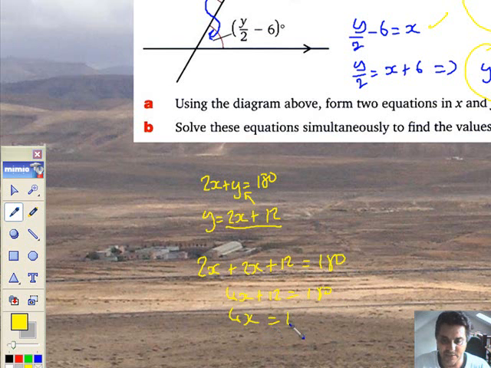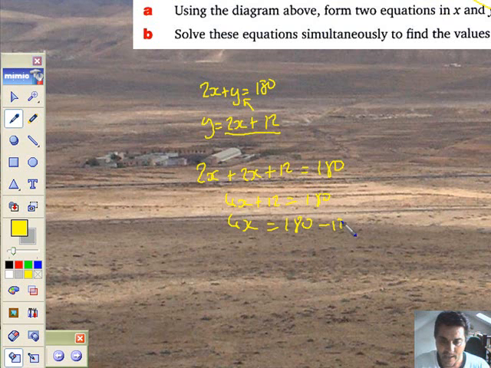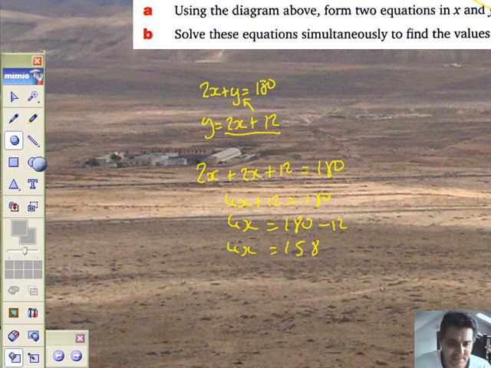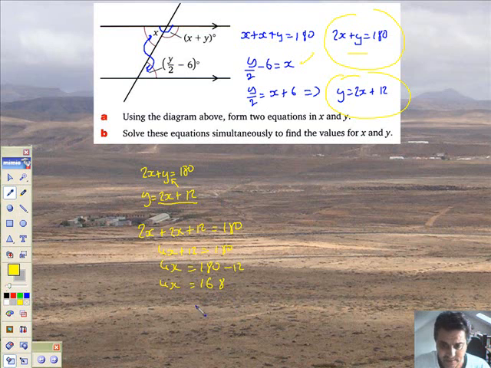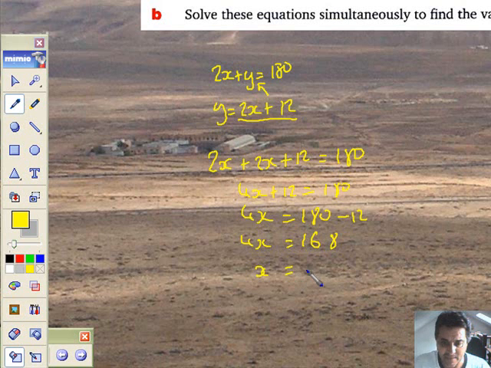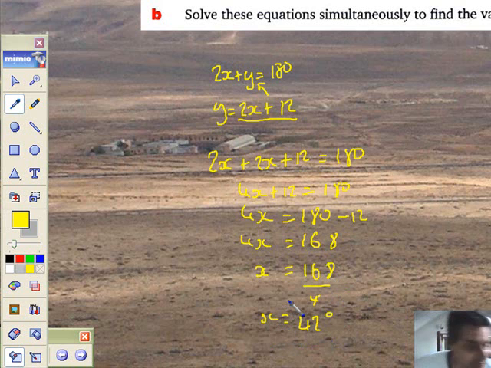Take away the 12 next door, and we're left with something quite nice. 158, I think. Or is it 168? Let's go for 168. Looks better. Probably is right as well. So 4x is 168, so x is going to be 168 all over 4. Pick up the calculator. Oh, is that 42? I think it's 42 degrees anyway. So x is 42.